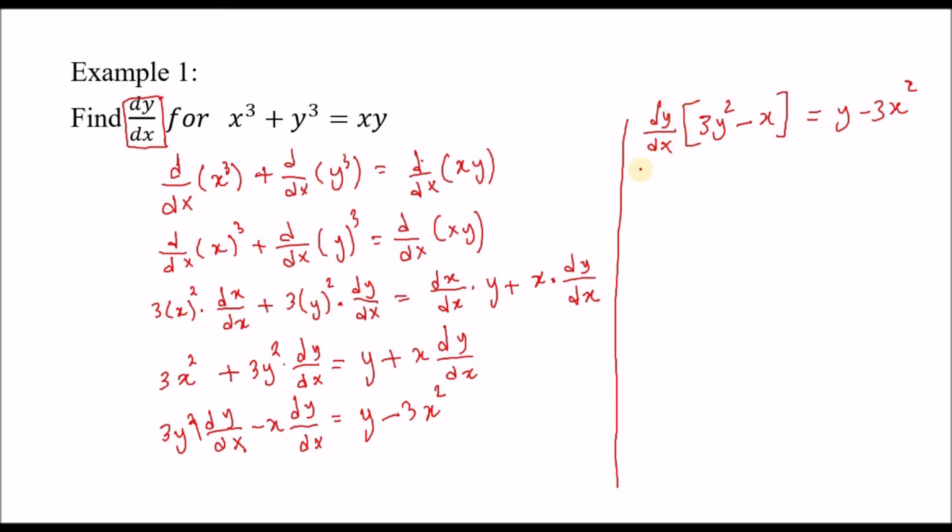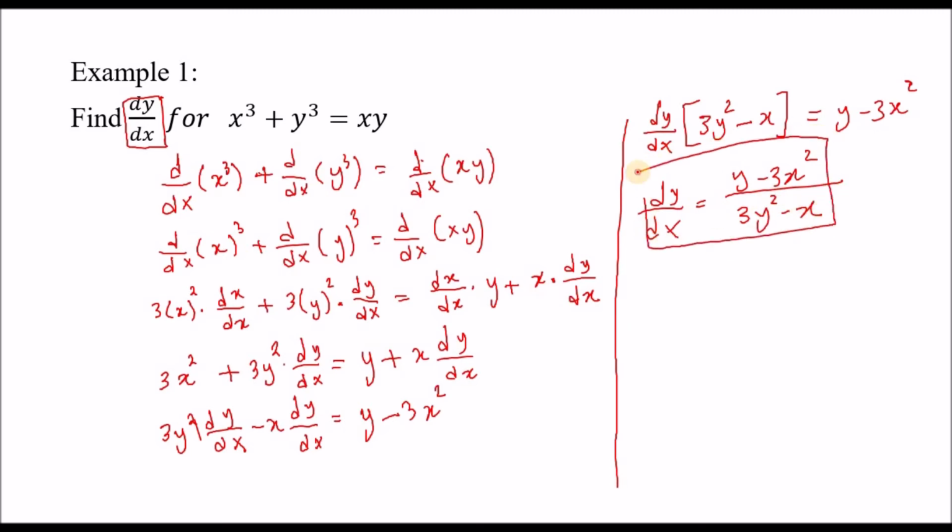Now, again, I want to solve for dy over dx, so I'm going to divide both sides by the amount between the brackets. So I will have dy over dx is equal to y minus 3x squared over 3y squared minus x. And that is the final answer. And I found dy over dx without needing to solve for y. And this is how we do implicit differentiation.